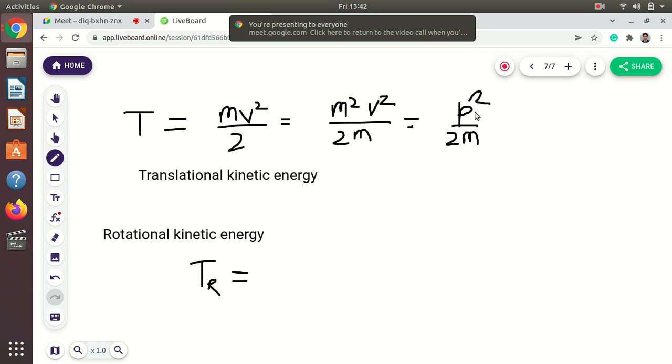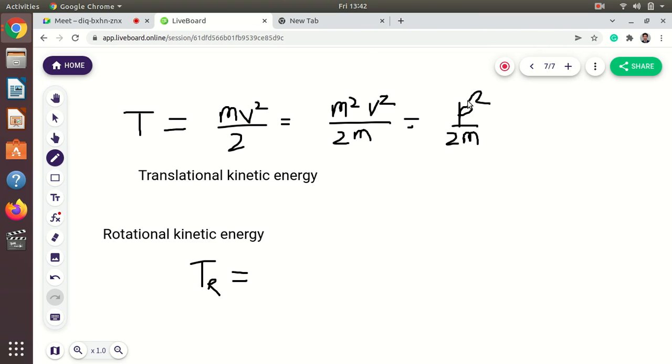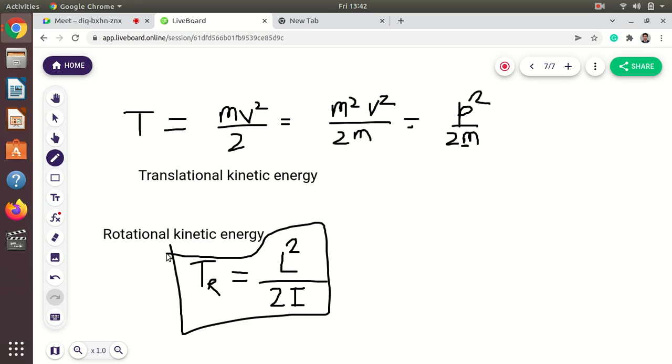So can you tell me from this what will be the rotational kinetic energy? What is analogous in rotation for p? L. So L is angular momentum. So instead of p, I will write L square. Divided by 2 is a constant, so it will be as it is. And then analogous to m, what will be there? I, that is moment of inertia. Correct. Very good. So this is our definition for rotational kinetic energy: L square upon 2I, where I is moment of inertia and L is angular momentum of the system. So this is for a system.